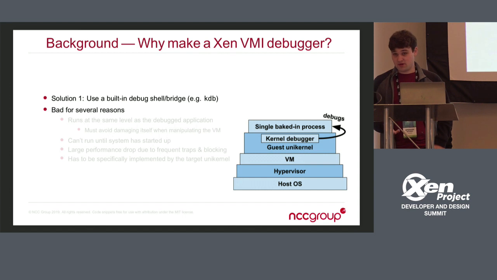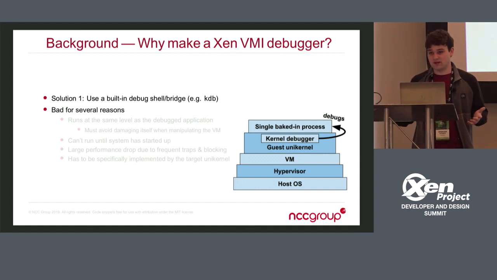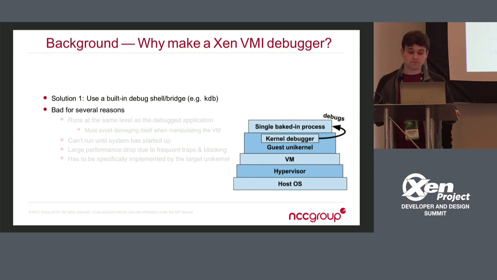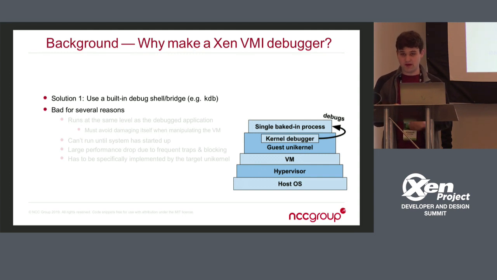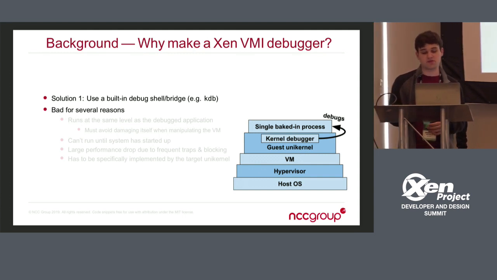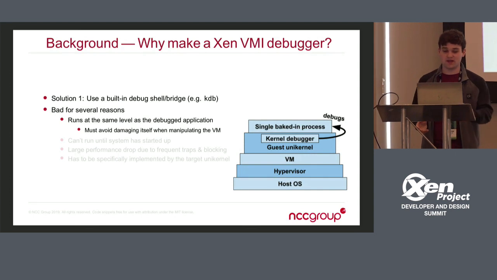But there are a couple of alternatives to that debugging model that you would find on a regular Linux distro. One way you could do it is use a built-in debug shell or a debug bridge. One example of that on Linux would be KDB. Here you have a debugger embedded in the kernel that you either have an interface to from the kernel or you connect to externally through some port it exposes. But this has a bunch of potential drawbacks.